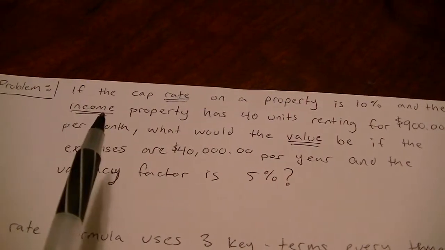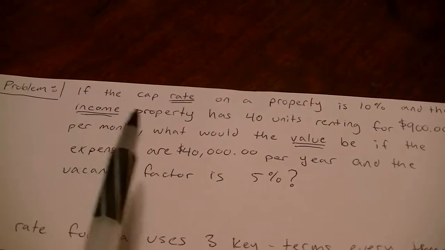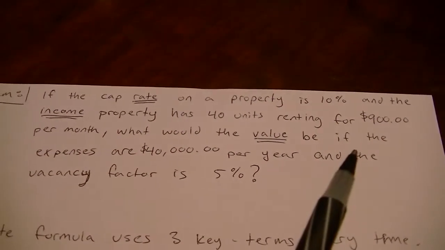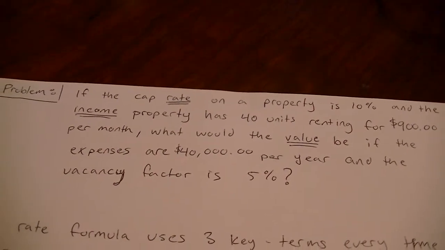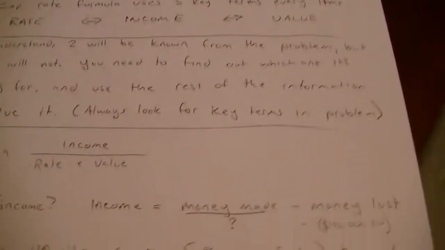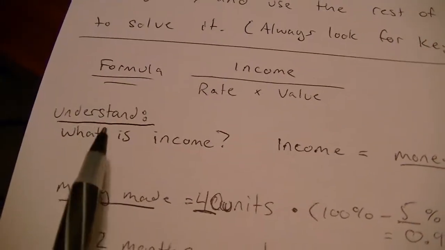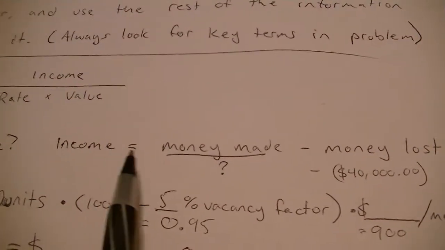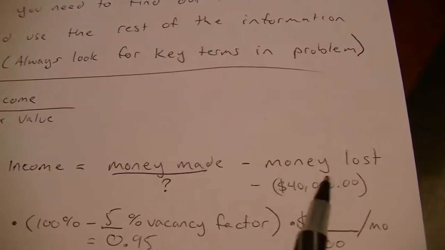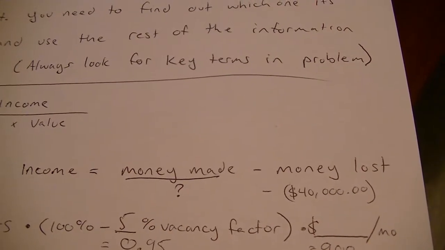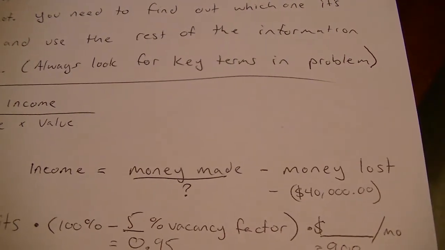It means income is known, but as you can see, it gives you a bunch of numbers and stuff that you have to figure out what the income is. So the best way that I can explain this is that you have to know what income is first. So understand, what is income? Income is how much money you make minus how much money you lose, or how much money you would spend to keep these apartments running, for example. Okay, so it gave you that.